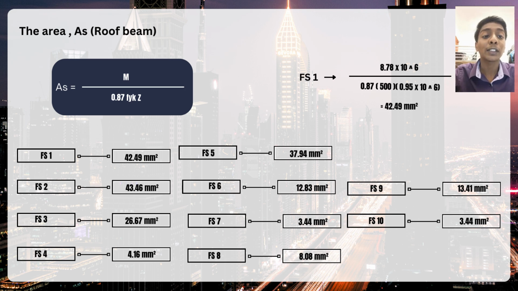After finding the value of z, we can find the area of the roof beam. The formula is As equals M over 0.87 fyk z, where fyk is the strength of steel. We substitute into the formula, we got As1 42.49, As2 is 43.46, As3 is 26.67, As4 is 4.16, As5 is 37.94, As6 is 12.83, As7 is 3.44, As8 is 8.08, As9 is 13.41, As10 is 3.44.